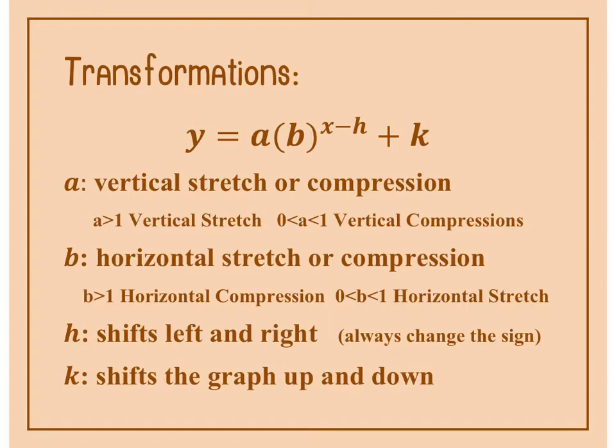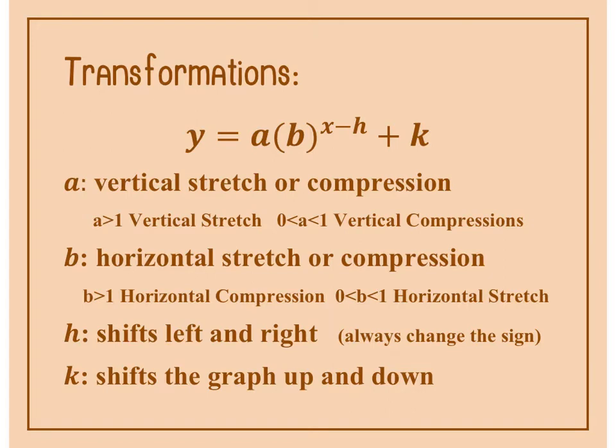B causes a horizontal stretch or compression, and horizontally means it's either pushing towards the y-axis or pulling away from the y-axis. If b is greater than 1, it's a compression, and if it's between 0 and 1, it's a stretch. Now, when you do factor of stretch or compression for horizontal, you always take the reciprocal. So whatever b is, you're actually going to flip it. So if you saw a 5 there, you would say it's a compression by 1/5.